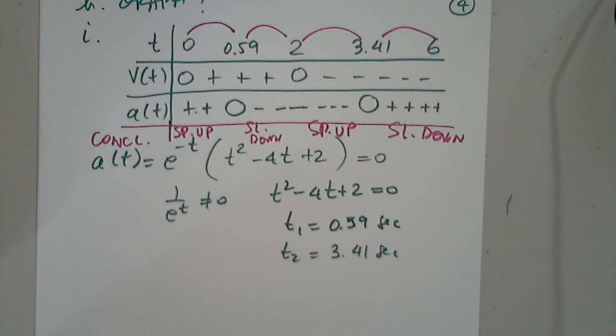So I just want to look at the velocity and acceleration. So see, between 0 and 0.59, the acceleration is positive, the velocity is positive. Both curves are above the x-axis. Between 0.59 and 2, velocity is positive, but the acceleration is negative. Between 2 and 3.41 right here, both are negative. See, the velocity is under the x-axis, the acceleration is under the x-axis. Right here, everything changes again because the acceleration is positive, but the velocity is negative between 3.41 and 6. Exactly what we got.